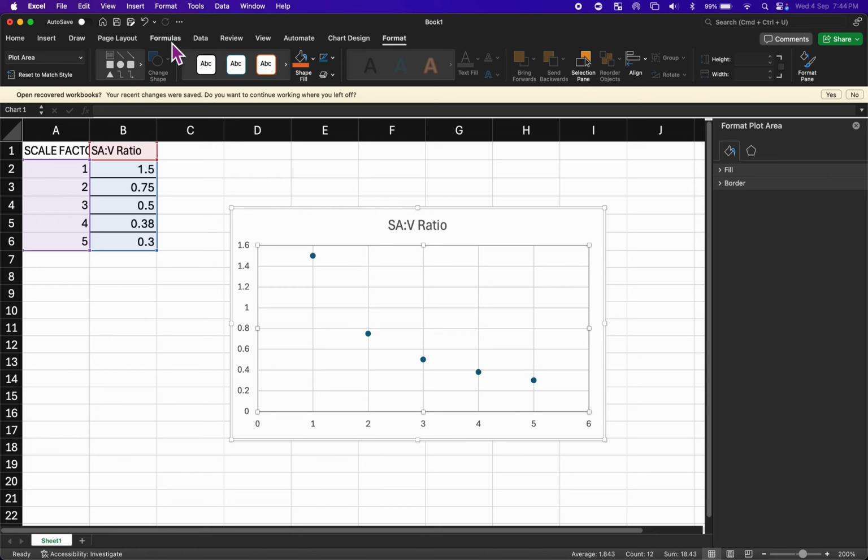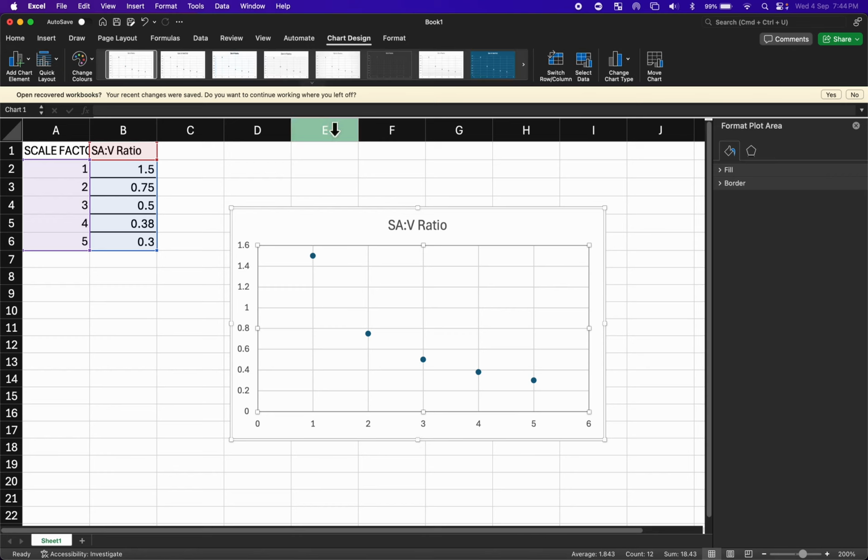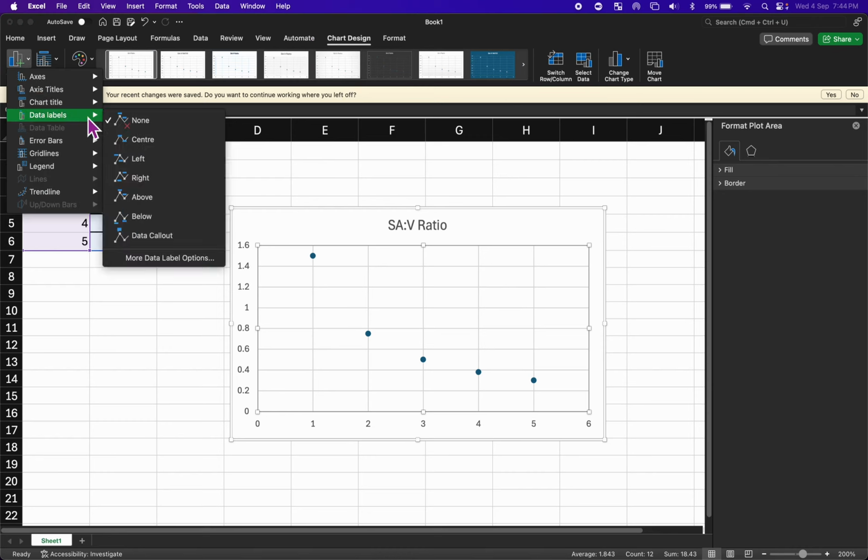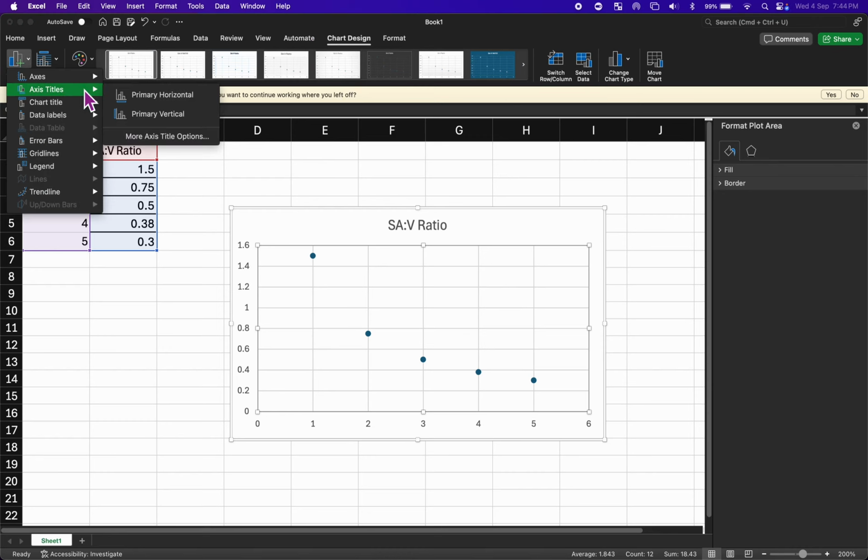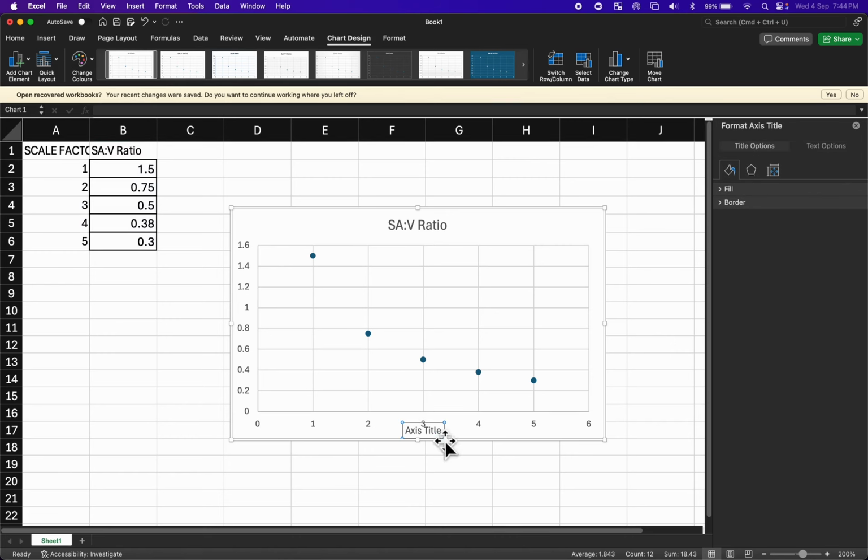How do we do the chart design? Add chart element. Axis titles, primary, horizontal. What was along the bottom? That was the scale factor.